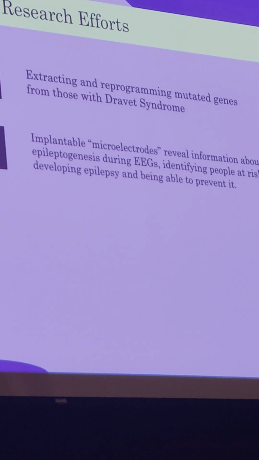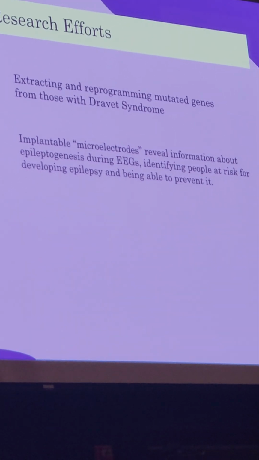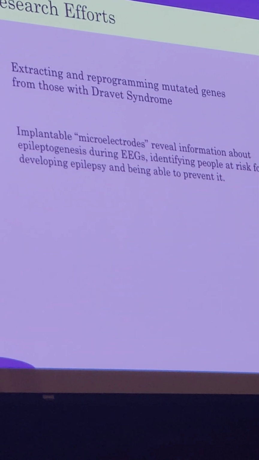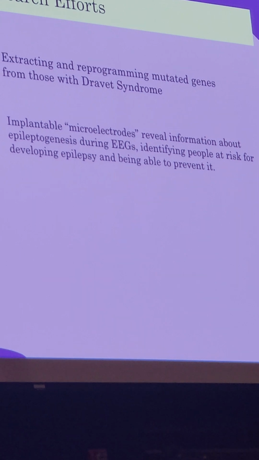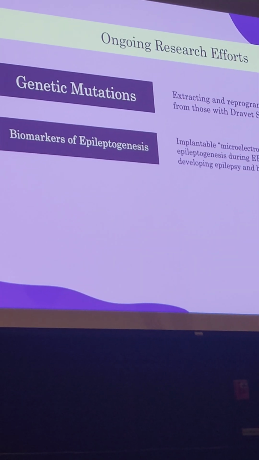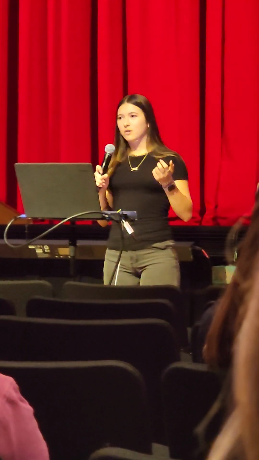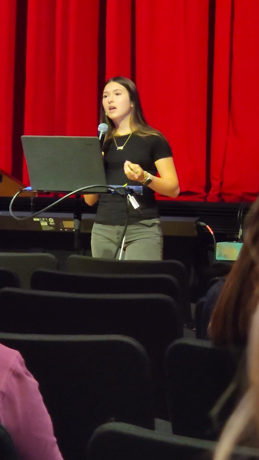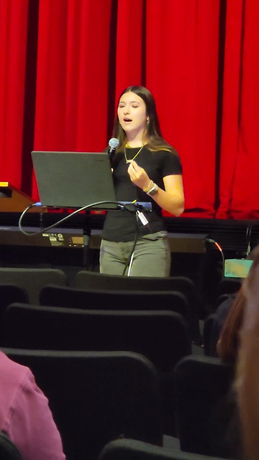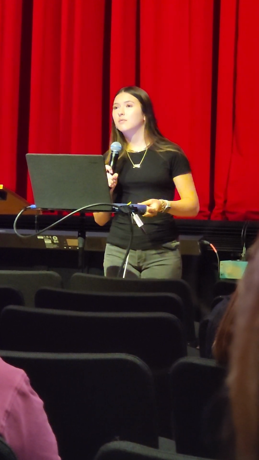Another effort is biomarkers of epileptogenesis. In simpler terms, researchers are finding a potential opportunity to detect the onset or genesis of somebody's epilepsy and preventing it from occurring. Specifically, people are creating implantable microelectrodes that can take really detailed recordings of your brainwaves, and this identifies people at risk for developing epilepsy and being able to prevent it.